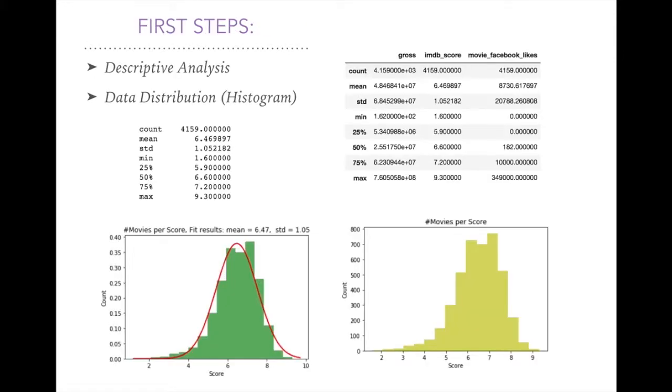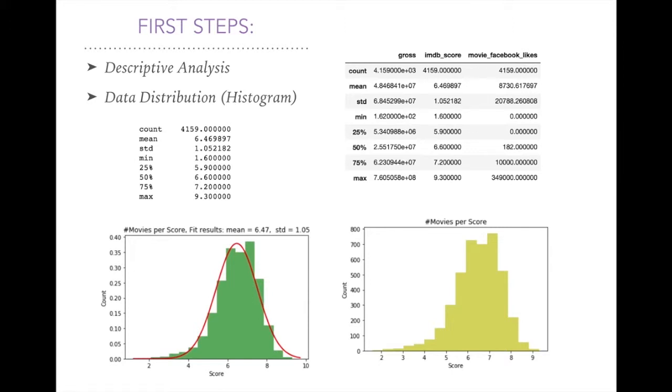After we're done with pre-processing, a good first step is to try to understand the data. A good approach is to explore, to query and inquire with the data to get to know it better, aka do a descriptive analysis. Some initial representatives would be the number of movies under study, which is about 4,159, and the average IMDb score, which is about 6.5, etc. Another helpful thing to do is to see the data's distribution and try to figure out whether it fits a well-known theoretical distribution or not.